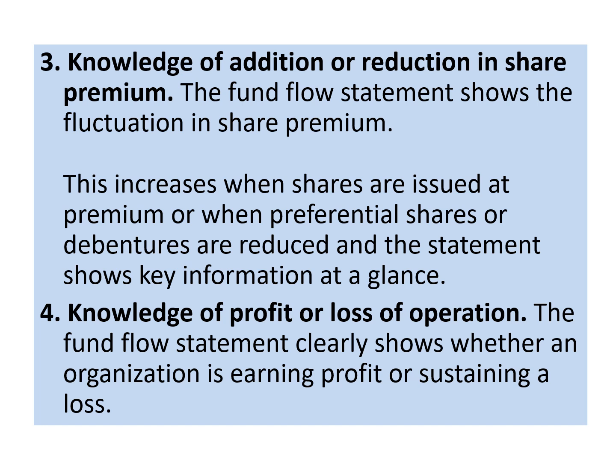The next one is knowledge of addition or reduction in share premium. The fund flow statement shows the fluctuation in share premium. This increases when shares are issued at premium or when preference shares or debentures are reduced. And the statement shows key information at a glance. The fourth point is knowledge of profit or loss of operation. It shows whether an organization is earning profit or sustaining a loss.